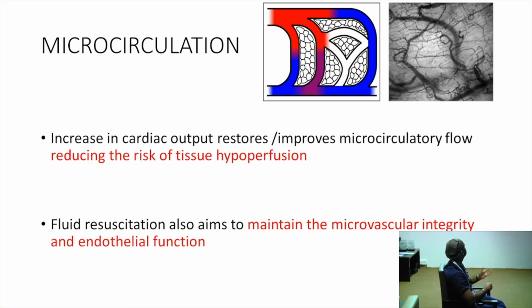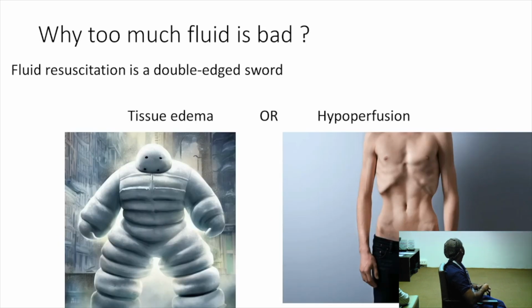And do not forget the microcirculation. Fluid resuscitation also maintains the endothelial microvascular integrity and endothelial function. That's why it probably prevents further capillary leakage, and by increasing the cardiac output, it reduces the risk of tissue hypoperfusion. So if you give too much fluid, you will get fluid overload. You would have seen these patients in the ICU. If you give too little, you will have hypoperfusion. So both of them lead to organ dysfunction and mortality.